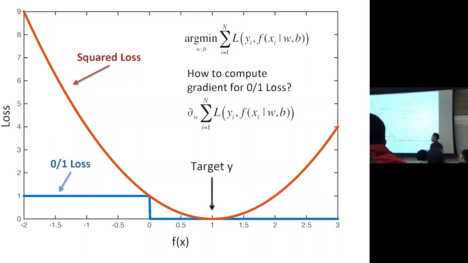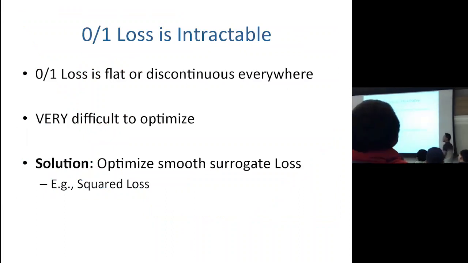So minimizing directly for 0, 1 loss within this framework is extremely challenging because the loss function is flat. It doesn't actually guide you towards a good prediction unless you're already at a good prediction. So in optimization, we sometimes say 0, 1 loss is intractable.